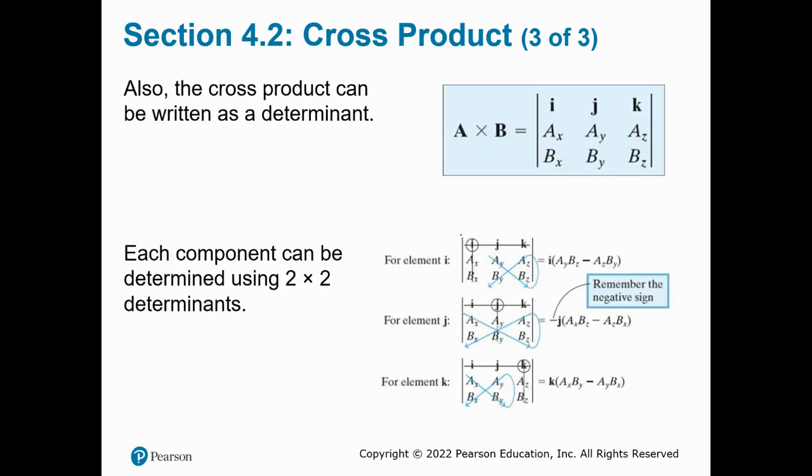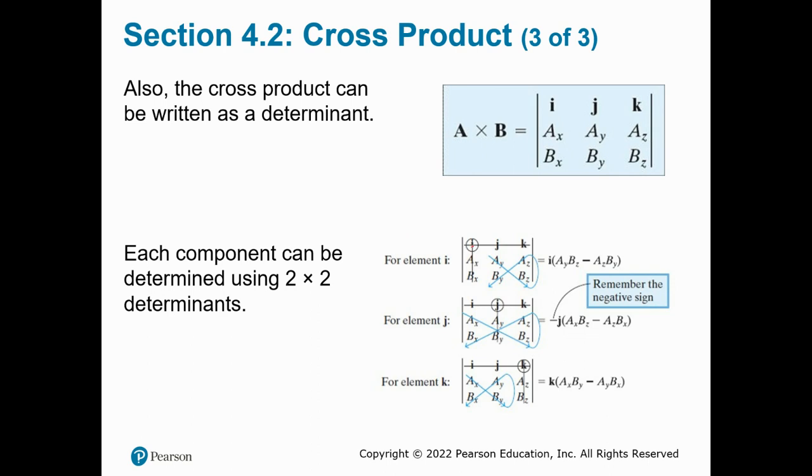Also, the cross product can be written as a determinant in linear algebra, right? We can look for the determinant of this 3 by 3 matrix to find a cross product. So I have A cross B. You write your i, j, k on the top, put the components of your A vector on the second row, and the components of your B vector on the third row.